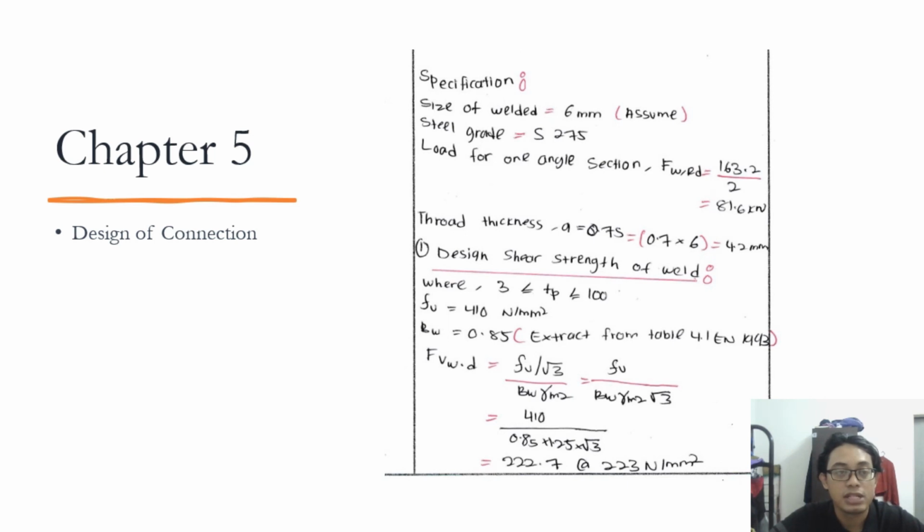Chapter 5 is the design of a connection. As we can see here, the load for one angle section is 81.6 kilonewtons, and the throat thickness is 42 mm. For the design shear strength of the weld, you can see that the value is 222.7, which can be used as 223 Newtons per millimeter square.